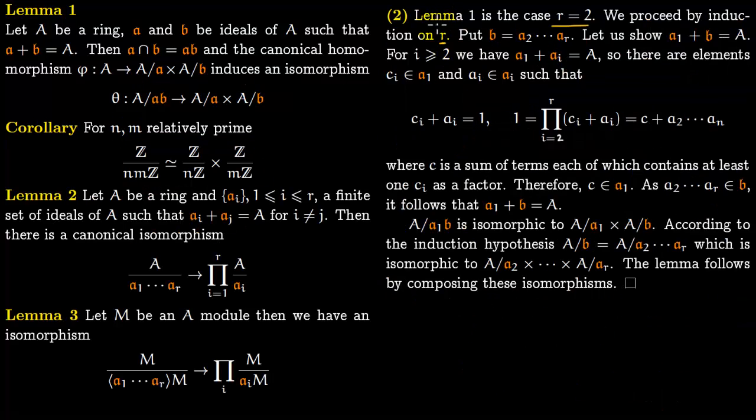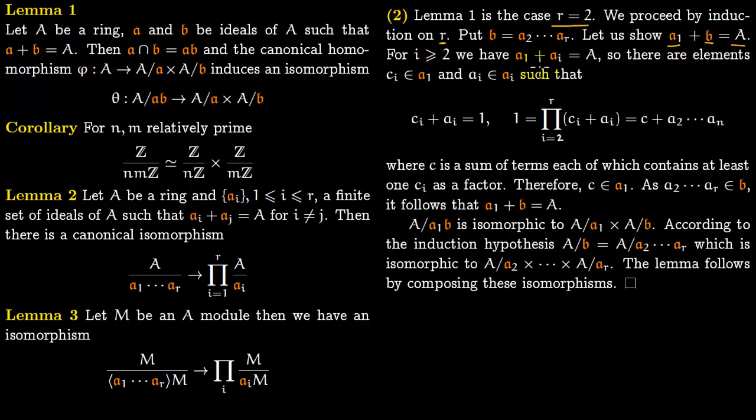So we proceed by induction. Lemma 1 was the case when r was 2, and we proceed by induction on r. So we will construct a new ideal B, which is just the product of A2 all the way to AR, and we will show that A1 plus this new ideal B generates the entire ring A. So these two are co-prime, or relatively prime, to each other. Then we can use induction to complete the result.